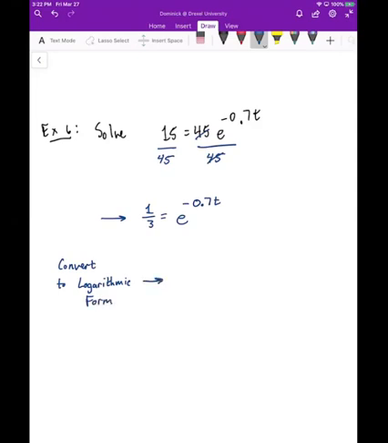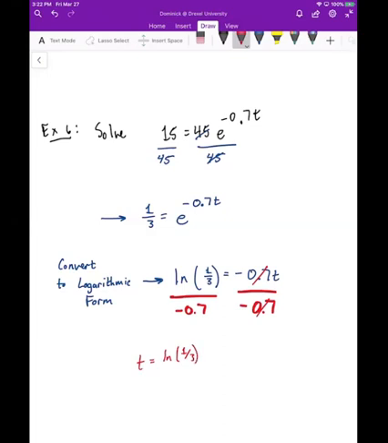well, what does this look like? Well, a log with base e is a natural log, right? So this is going to be natural log of 1/3 is equal to negative 0.7t. So now all we need to do to get t is just divide both sides by the negative 0.7. So we'll get that t is natural log of 1/3 over negative 0.7.